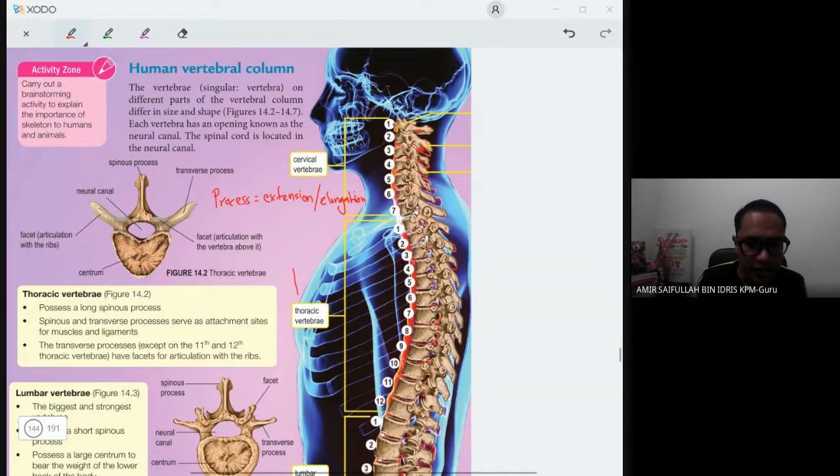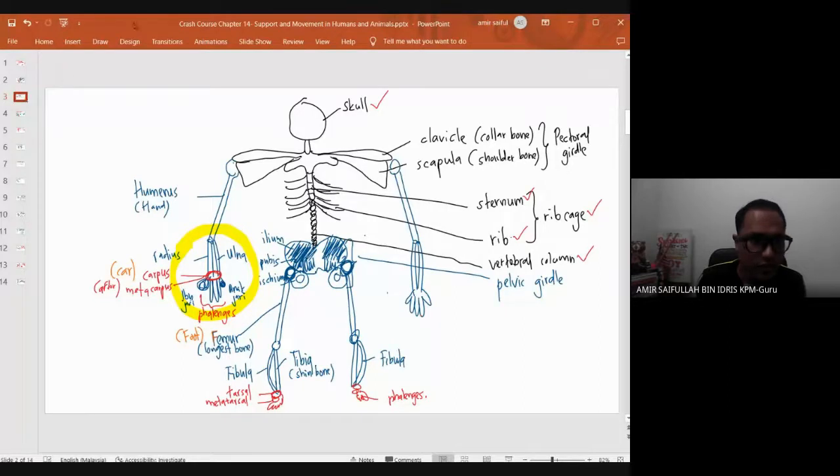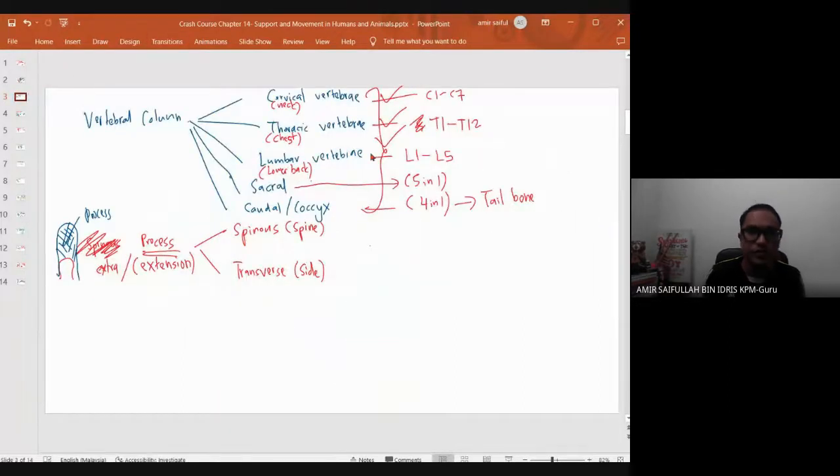So sekarang kita skip this part. Kita tengok my PowerPoint. My PowerPoint very simple ni. Okay, kalau tengok textbook, you can refer back lah to the textbook later. Okay, so now we go to this one. So this is what I explained just now to you guys.